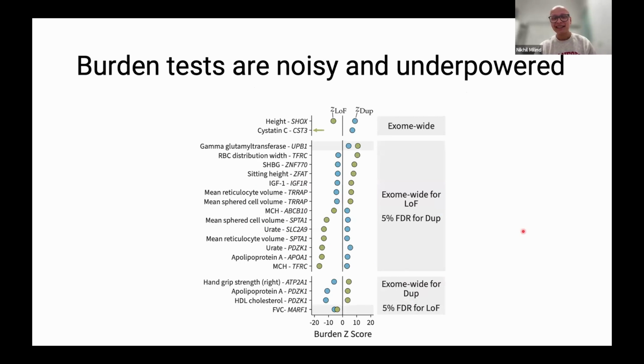But burden tests are actually extremely noisy. So I ran these tests for around 160 traits, complex traits in the UK Biobank, and across all the 9,000 genes that I mentioned. And here on this slide are all the top hits you can find genome-wide. So it's a very noisy set. I showed you two of these. I showed you SHOX, the gene on the last slide.